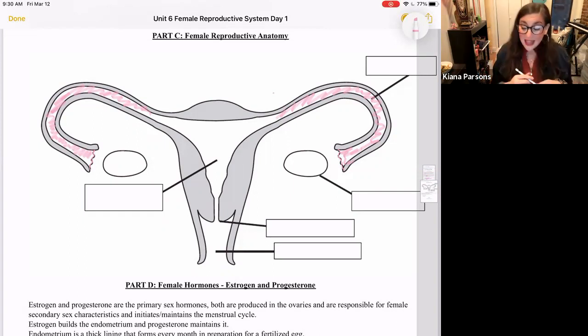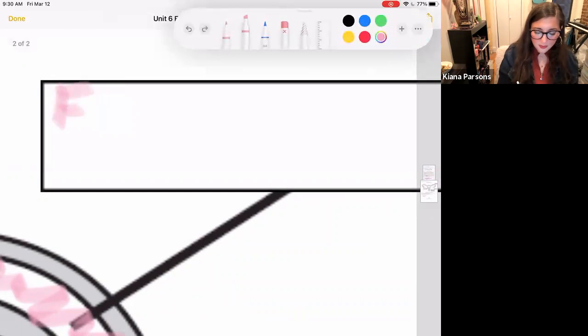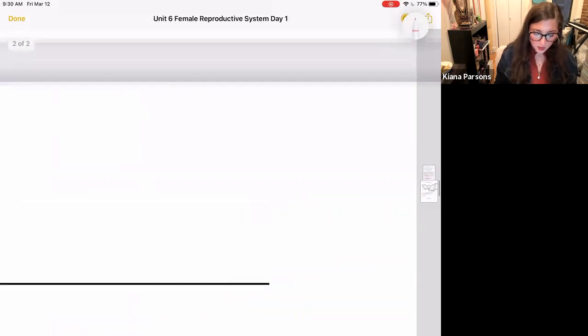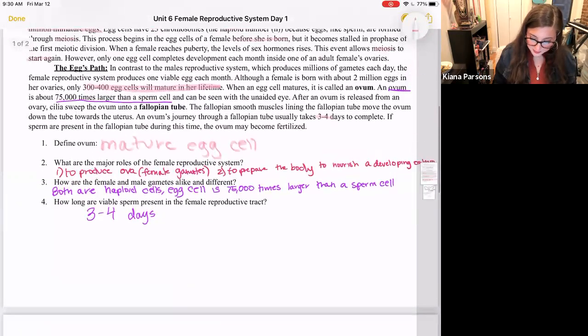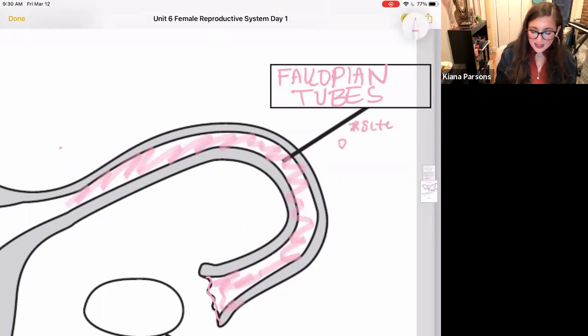But these are the fallopian tubes. That is the site of fertilization. Two L's in fallopian. Let's double check. Yes. They have two major functions: the site of fertilization and to carry or sweep ova into the reproductive tract.